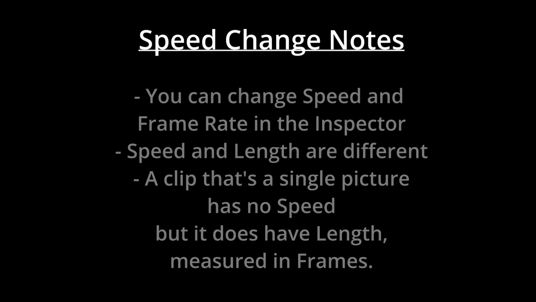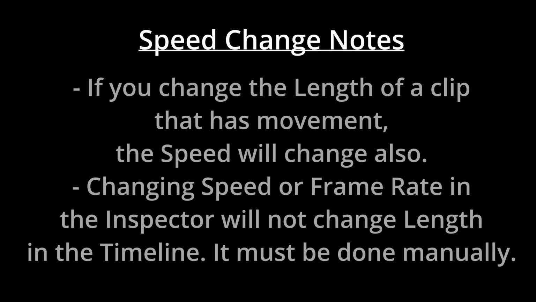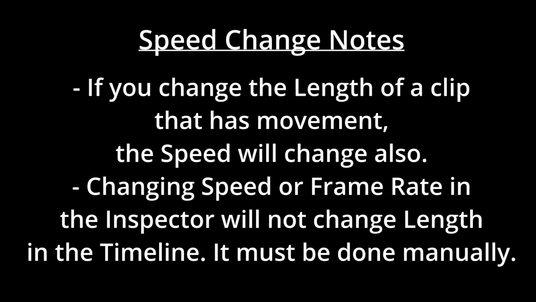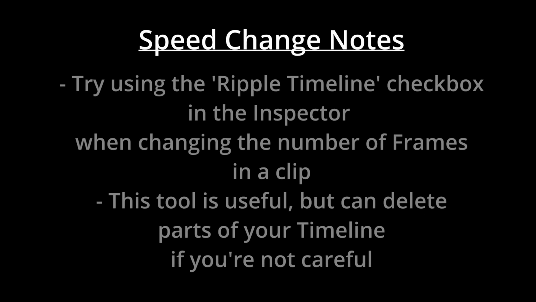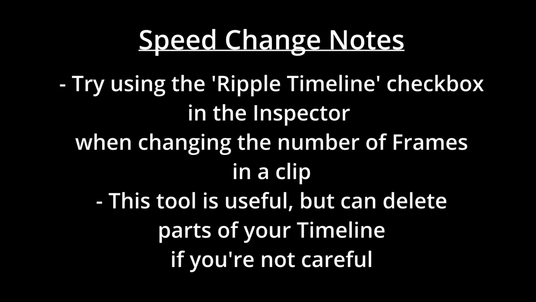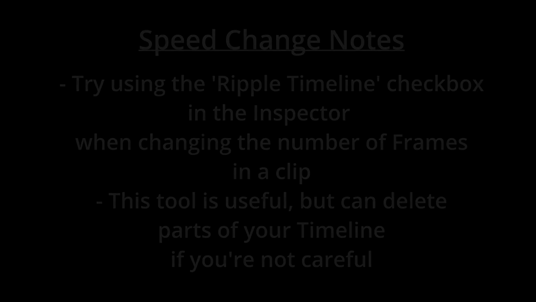If you wish to change the length of a clip, and there's movement in the clip, the speed will change also. If you change the frame rate of a clip, it doesn't automatically change the length of the clip. You may have to manually extend it by dragging the end of it with your mouse. Try clicking the Ripple Timeline box before changing the speed or number of frames in a clip. It can do things like automatically getting rid of those spaces between clips we had to backspace before, but it uses delete, not backspace, so beware.